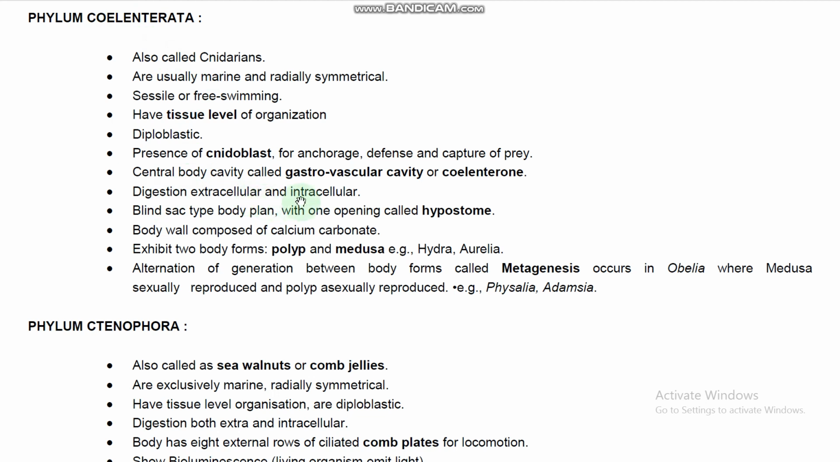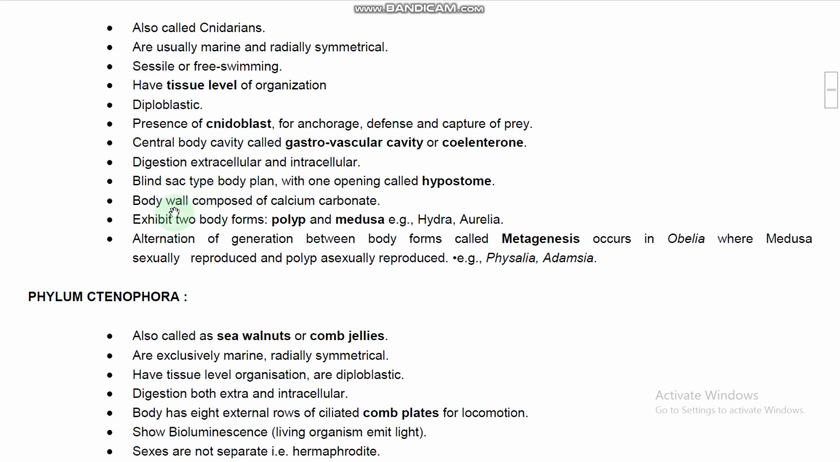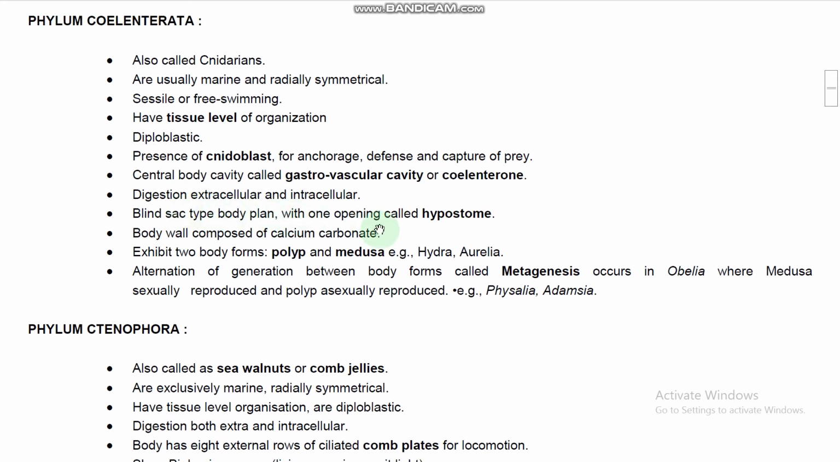Digestion is both extracellular and intracellular. Extracellular means the digestion takes place in the body cavity region, and intracellular also. It has a blind sac type of body plan with one opening called the hypostome. Blind sac body plan means only one side is open, the other side is closed. The opening in the region of the mouth is called the hypostome.